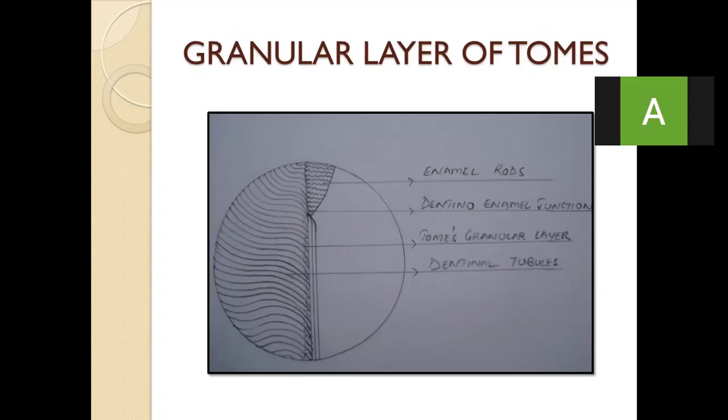While sectioning, these dental tubules are exposed and they get filled with air. Therefore, they appear as small, dark spaces, giving a granular appearance. Under transmitted light, Tomes' granular layer appears dark, and under reflected light, it appears as a brighter structure.